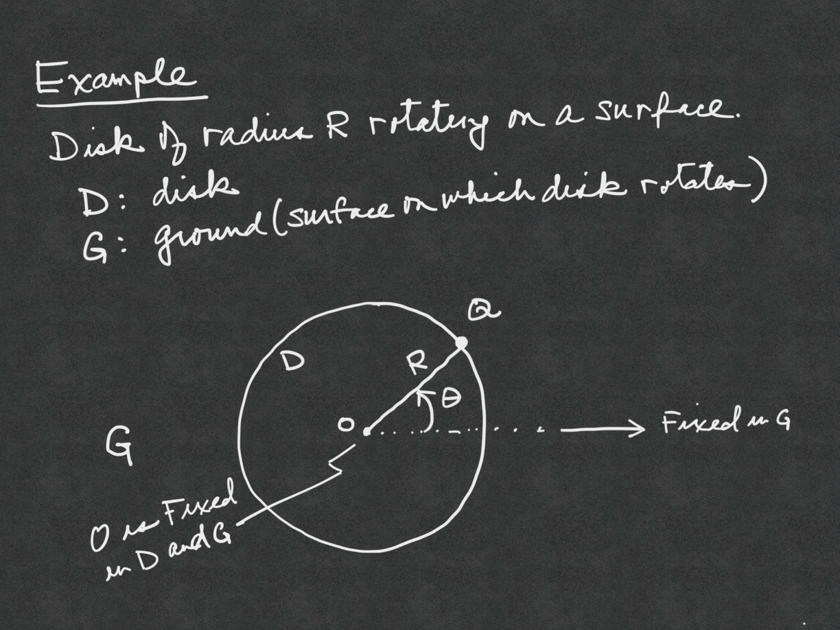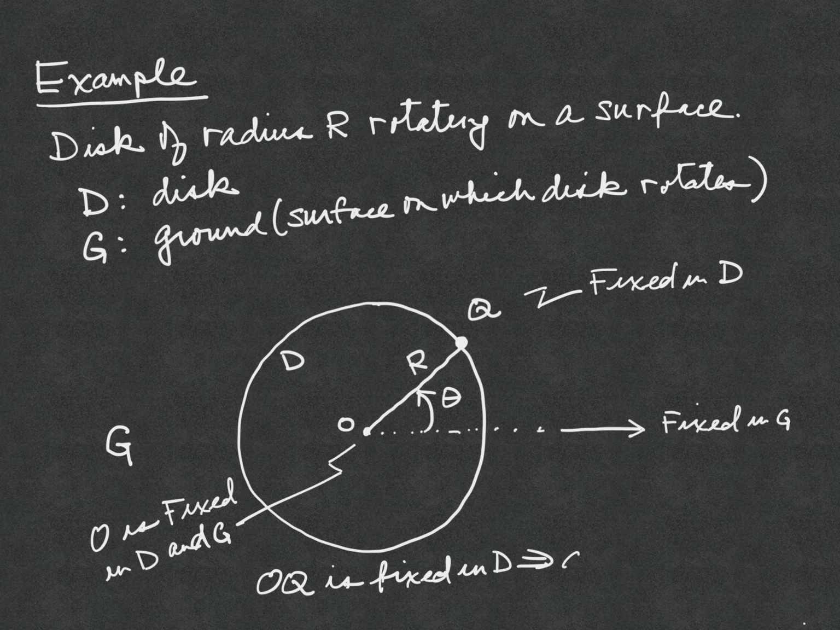Now you can see that O and Q are both fixed to the disk. That means that as a result, the direction along OQ is also fixed to the disk. So OQ itself is fixed in D, and that implies the direction from O to Q is fixed in D. And that's the starting point for this problem.